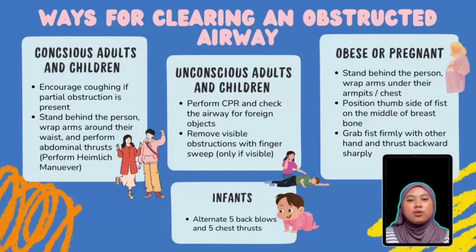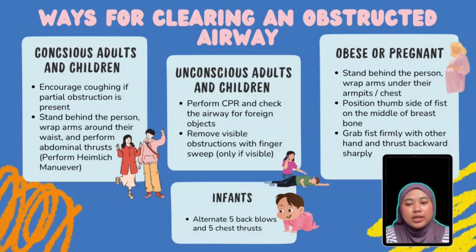Ways for clearing an obstructed airway. For conscious adult and children, encourage coughing if partial obstruction is present. Stay behind the person, wrap arms around the waist and perform abdominal thrusts. For unconscious adult and children, perform CPR and check the airway for foreign objects. Remove visible obstruction with finger sweep only if visible.